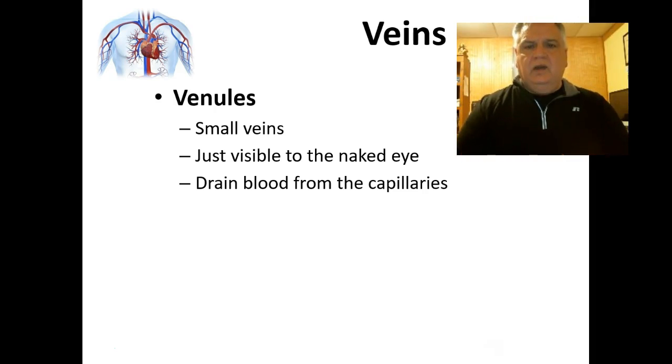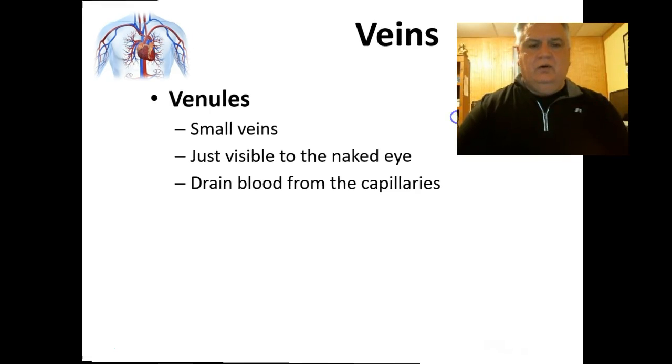They will come together to form larger veins, which will come together to form larger veins, and so on and so forth until we get to the largest veins in the body, which are the superior and inferior vena cava, and they return the blood back directly to the heart then.